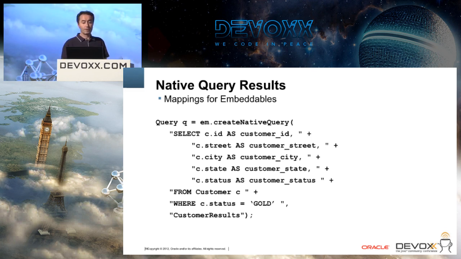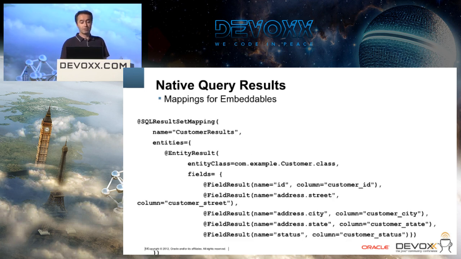Here's an example with an embeddable. So you can refer to embeddables. It's very much the same kind of thing. Select a bunch of stuff. I have a customer here. And I have city, street, and state. All these things are on the customer row. But in our Java, we've modeled it as embeddables again. So I have a customer results down here for my result map. And you'll see here that I've actually got an entity this time.